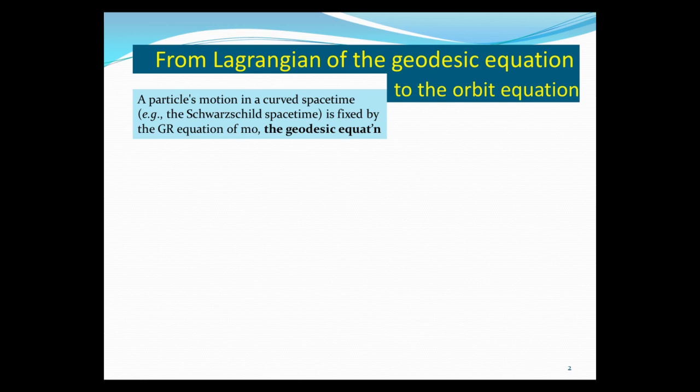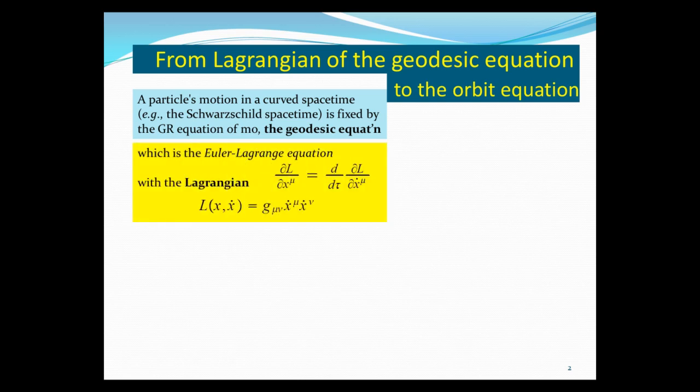Particle motion in curved space-time, for example the Schwarzschild space-time, is fixed by the GR equation of motion, the geodesic equation, which tells us how a test particle moves in the field. The geodesic equation can be viewed as the Euler-Lagrange equation, with a Lagrangian equal to g_μν ẋ^μ ẋ^ν. Remember, ẋ is the derivative with respect to the curve parameter.